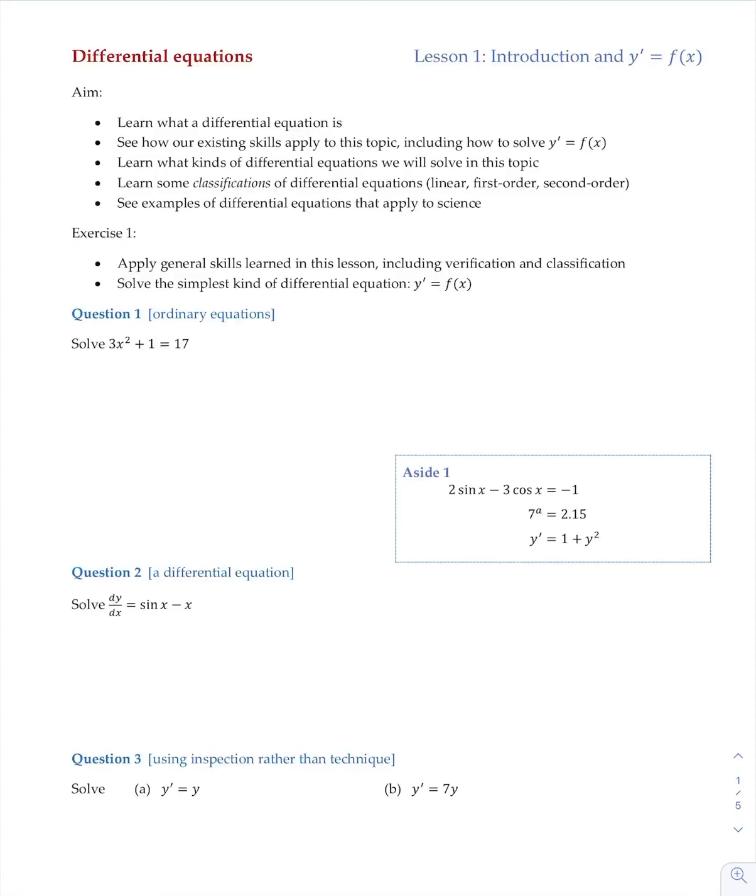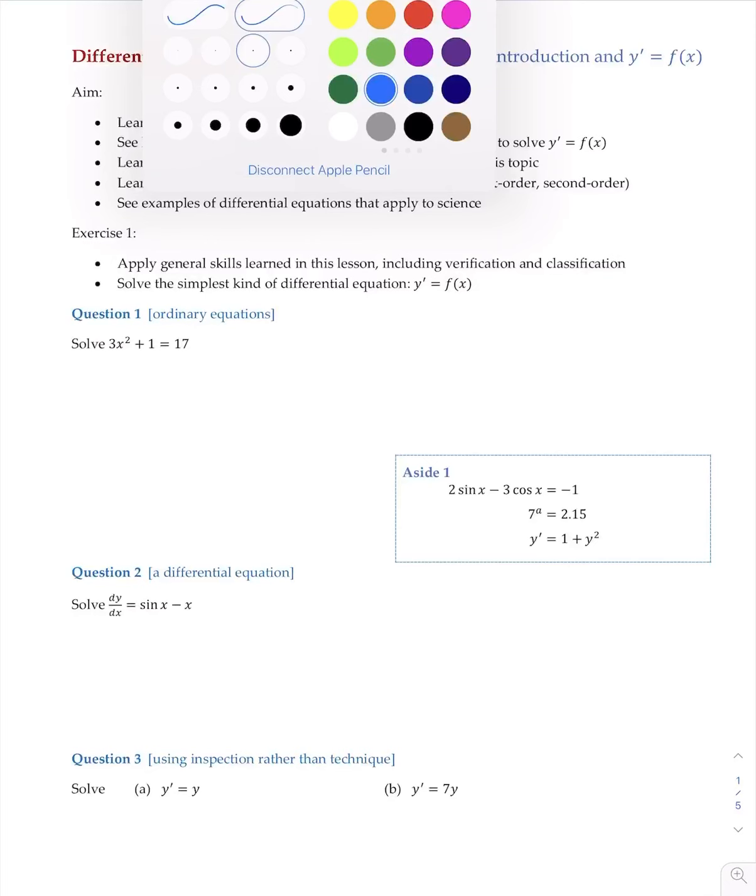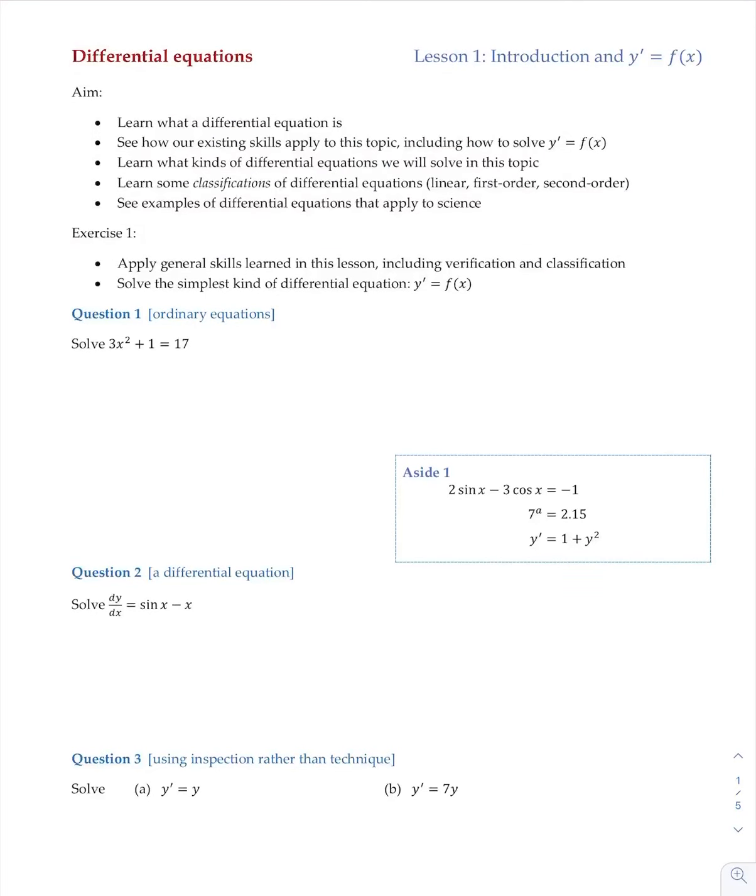Okay, so exercise 1. Is just a little description of what you'll get when you look at the exercise 1. But you'll be applying the general skills that you learn in this lesson and solving equations of this form. Okay, let's get into it. So the first question is to solve 3x squared plus 1 equals 17.